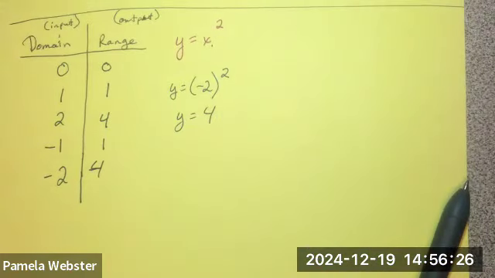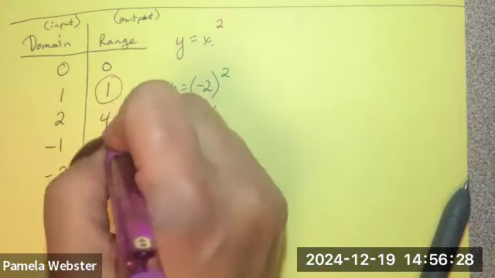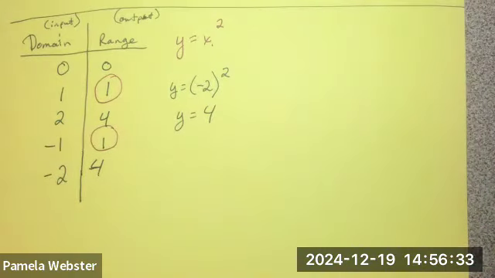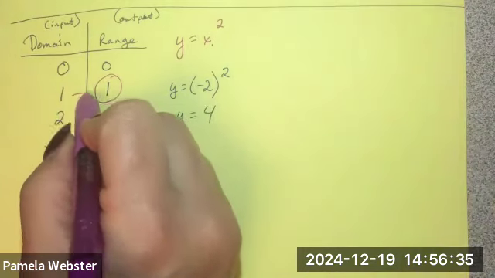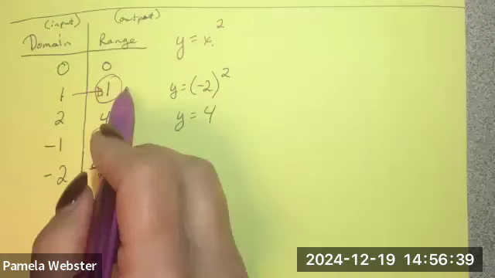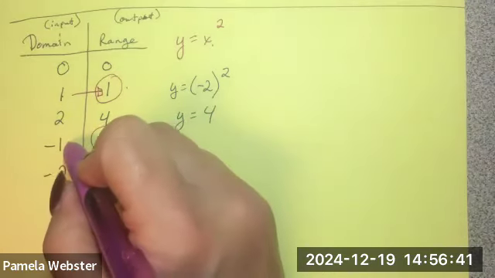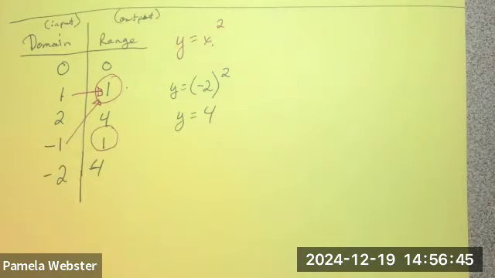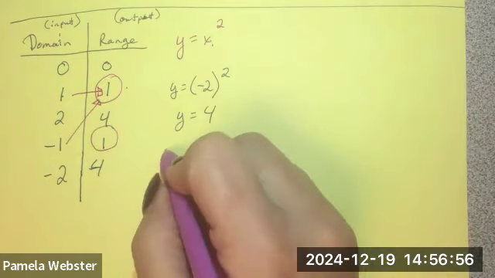So what we see happening here is some of my outputs are repeating, right? But that's okay, because whenever I draw, this is called a mapping, the one input only gets one output. It's okay if this output also, or I'm sorry, this input also goes to that output. We don't care about that. What we care about is every time I put one thing in, I get one thing out. Okay. So y equals x squared is indeed a function. It's okay.